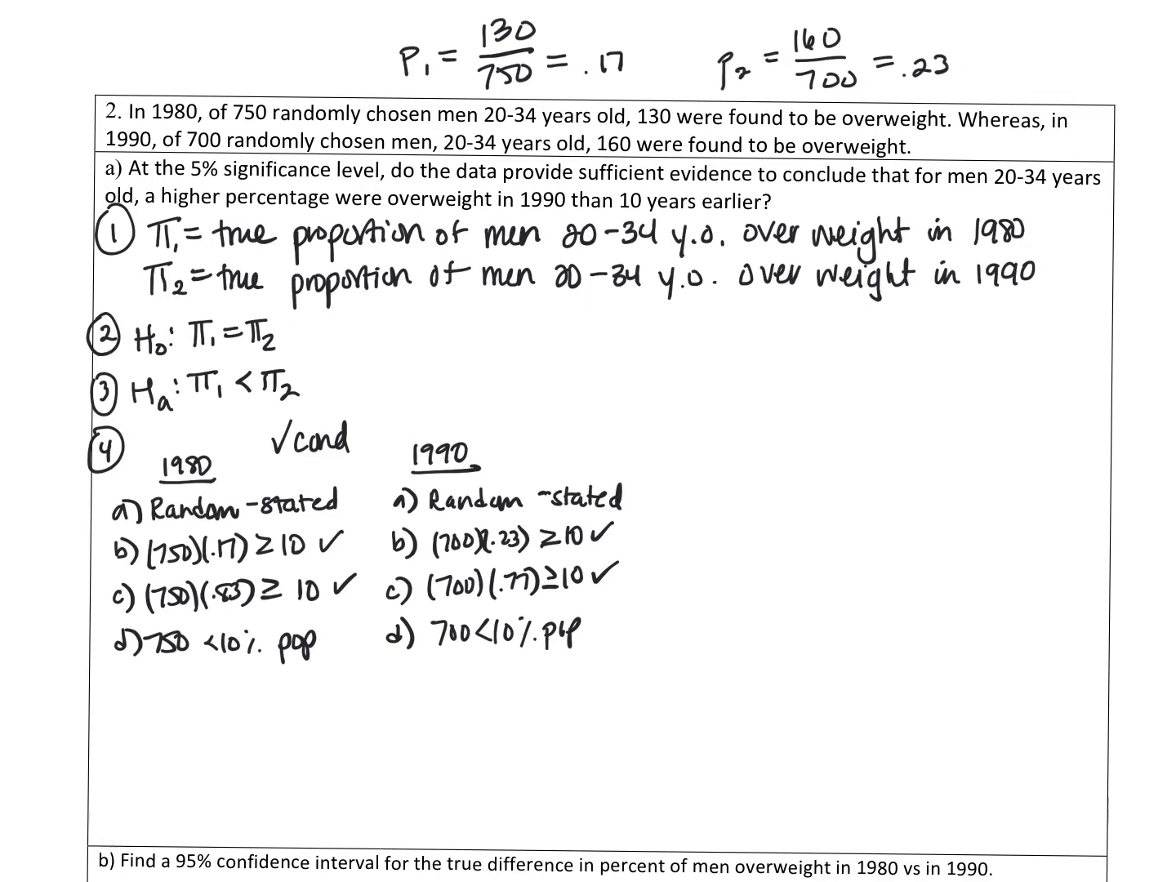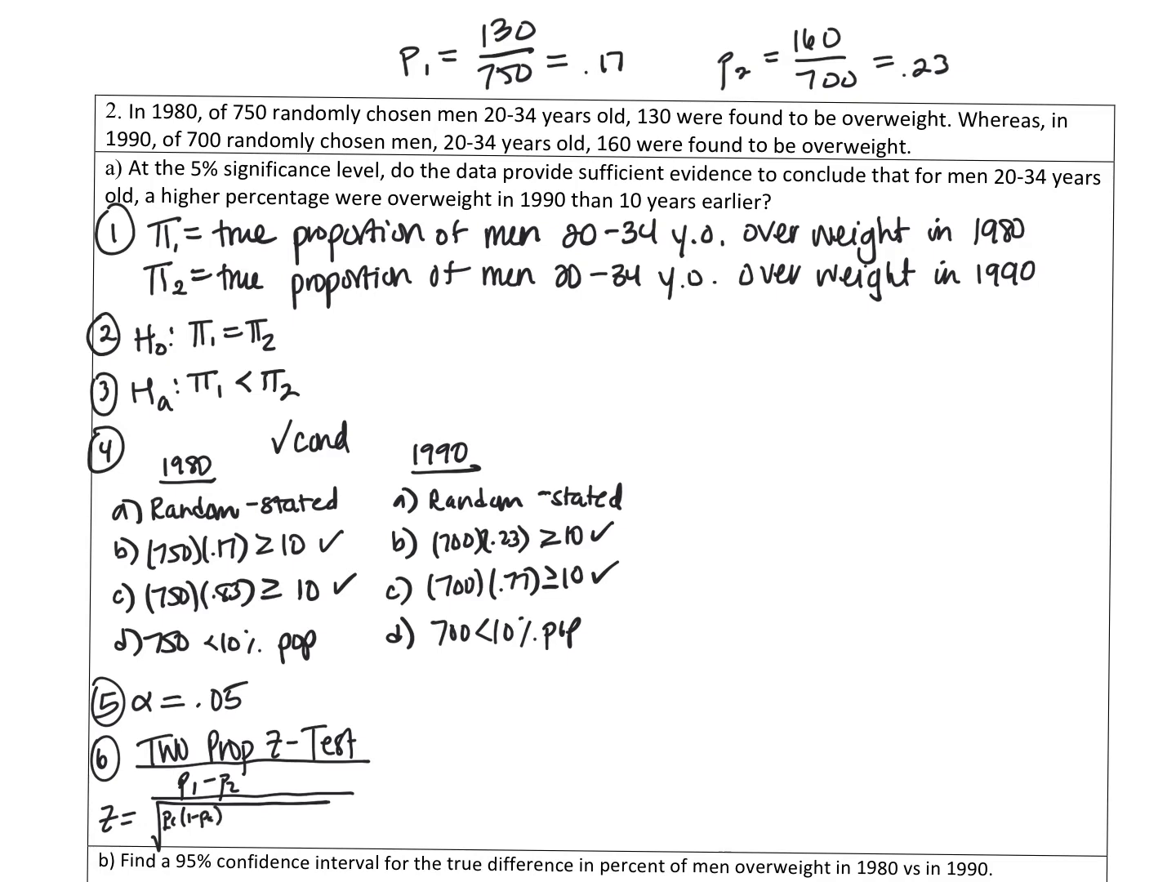Step 5, it does tell me at the 5% significance level, so alpha is equal to 0.05. Step 6, we're doing a 2-proportion z-test here. So the formula is very important. Z is equal to p sub 1 minus p sub 2 over the square root of p sub c times 1 minus p sub c over n1 plus p sub c times 1 minus p sub c over n2. Eek. Squeeze that in.